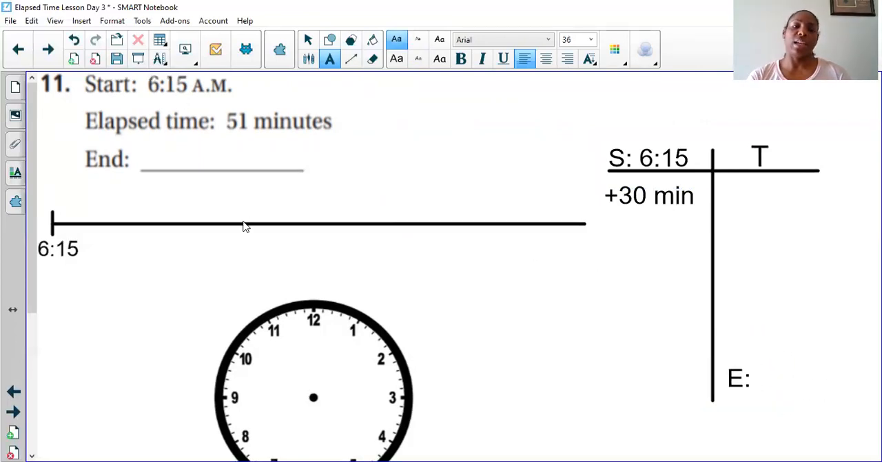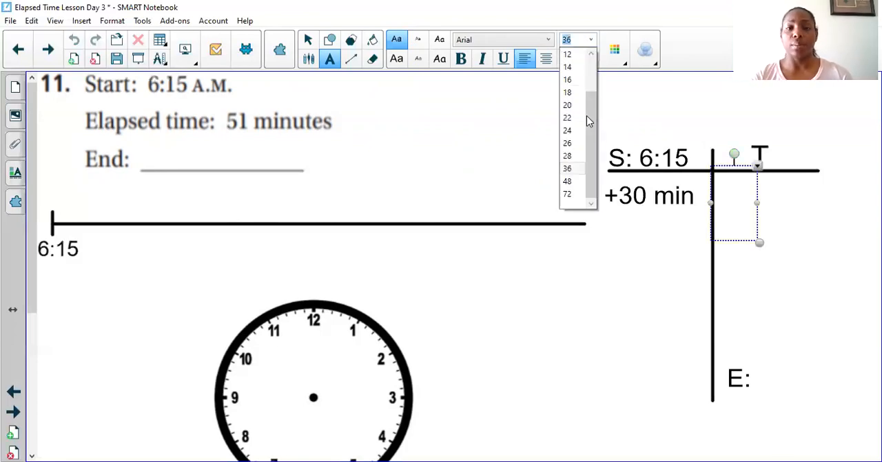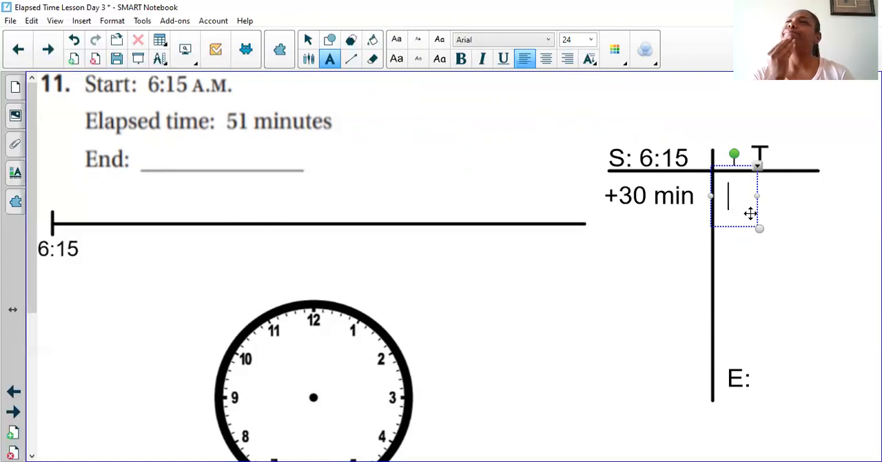So 6:15, and I know I'm trying to get as far as I can with this time. So I did 6:15 plus 30. So what would 6:15 plus 30 be? 6:15 plus 30 gives me the time of what? 15 plus 30. Yes, 6:45.